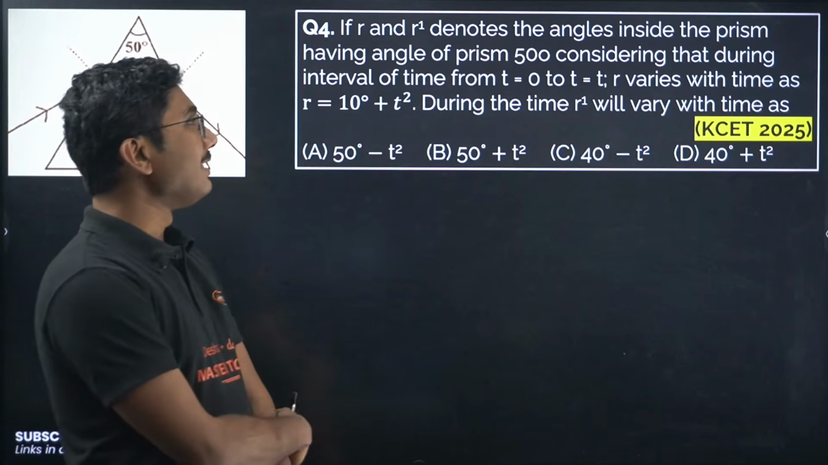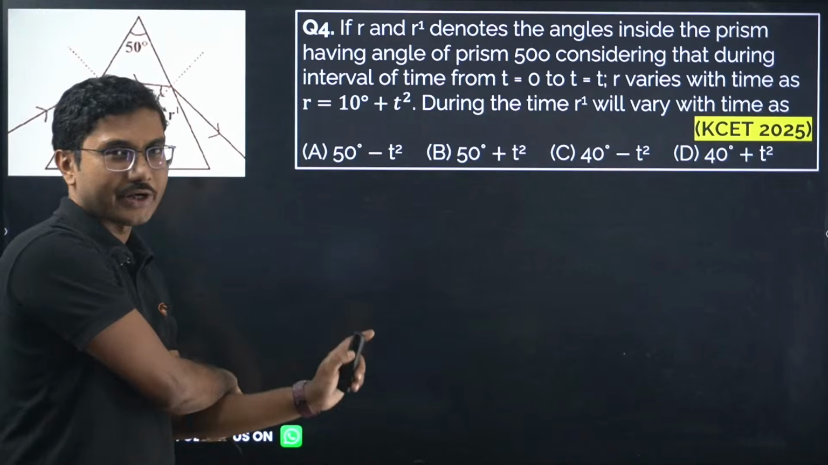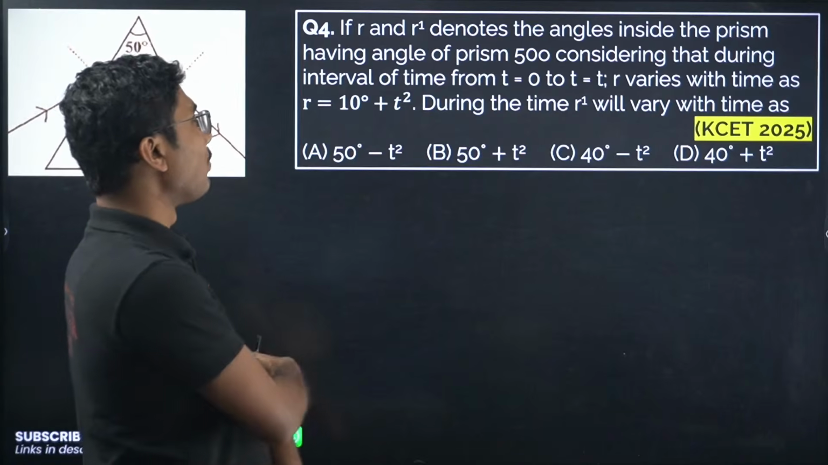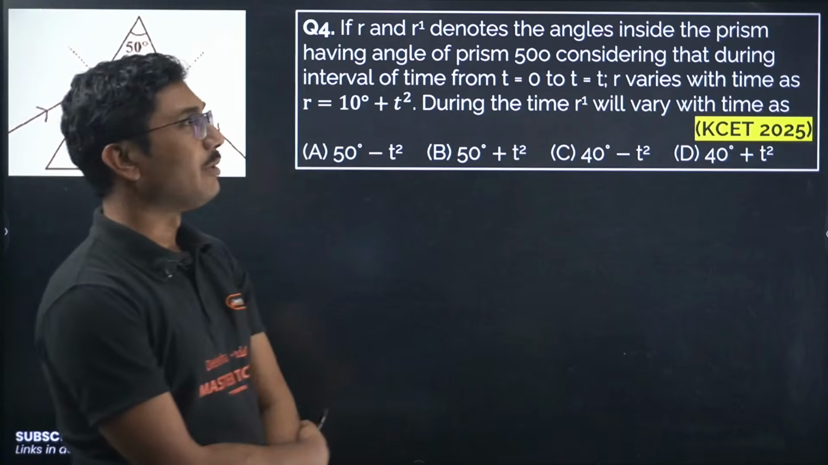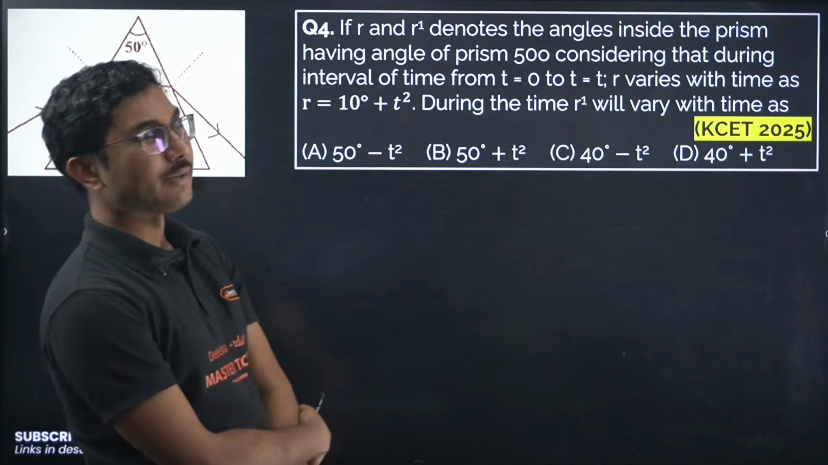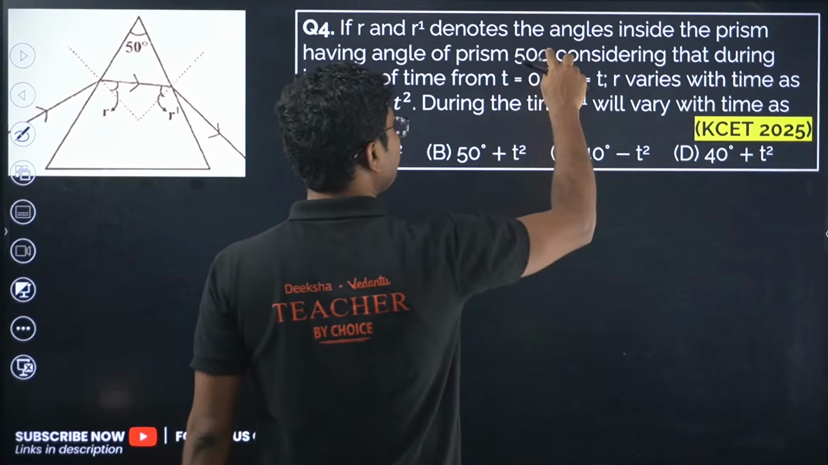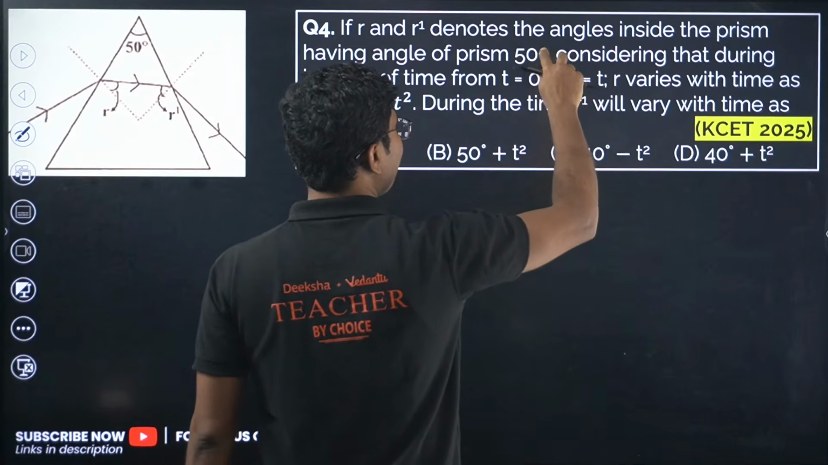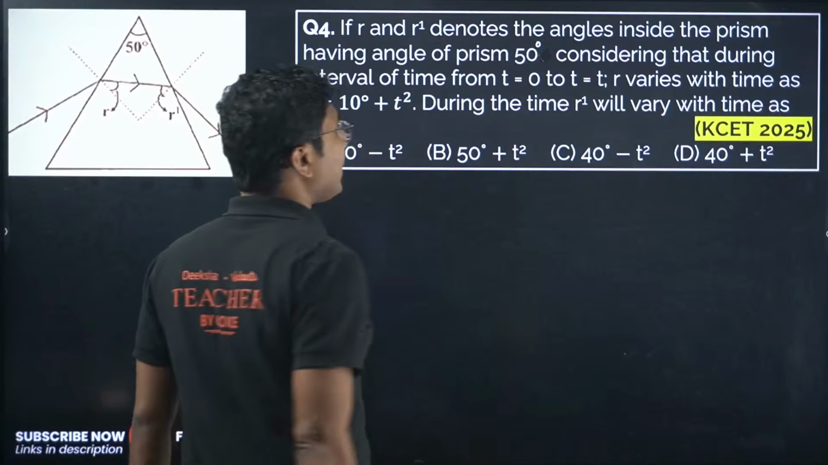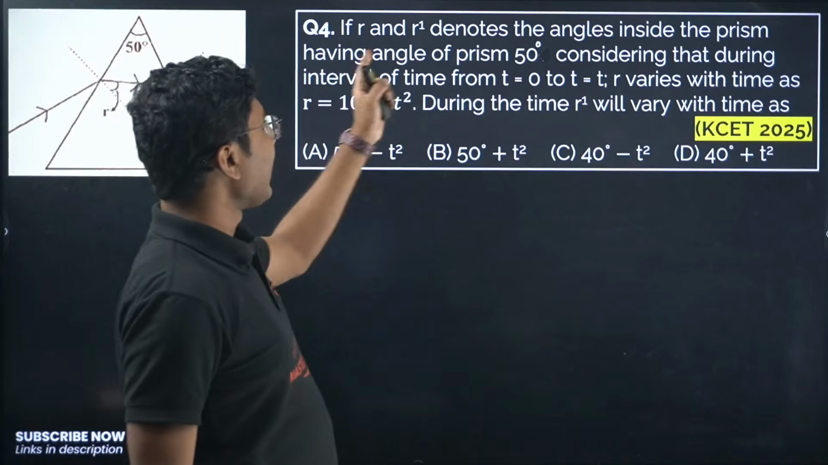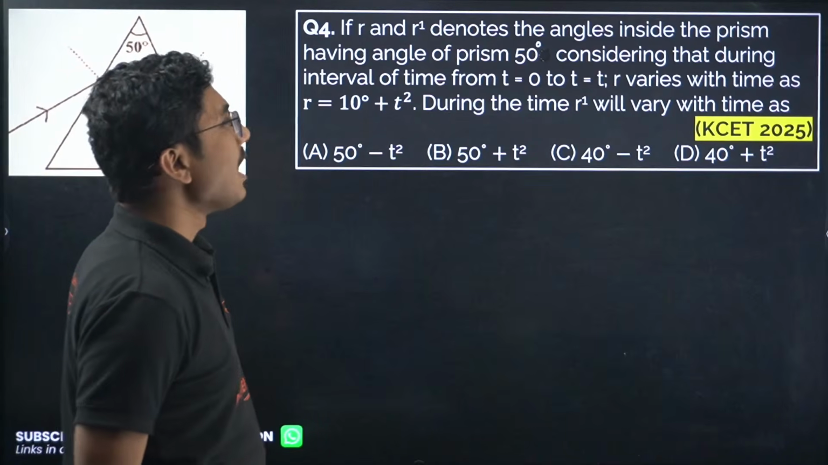If R and R1 denote the angles inside the prism, and right now if you want to answer these questions, don't forget to answer in the chat box. The angle of the prism is 50 degrees. There is a small mistake, I am extremely sorry for that. It is not 500, it is 50 degrees. Okay, a small typo.